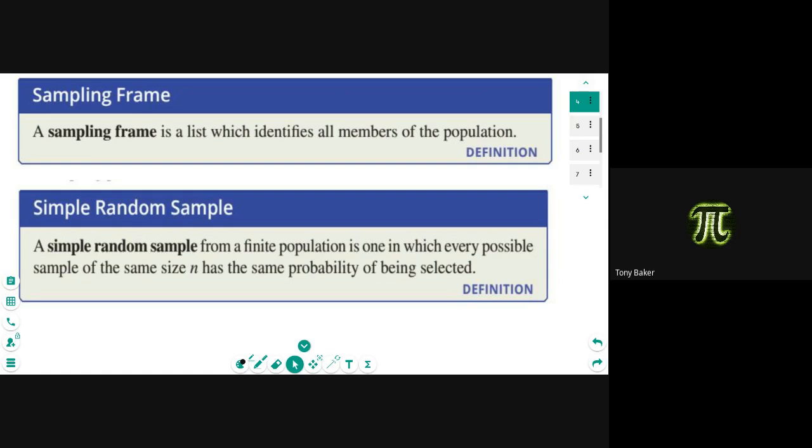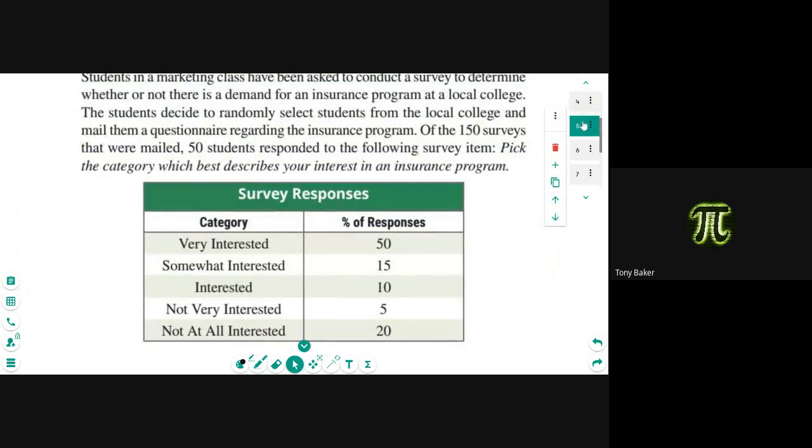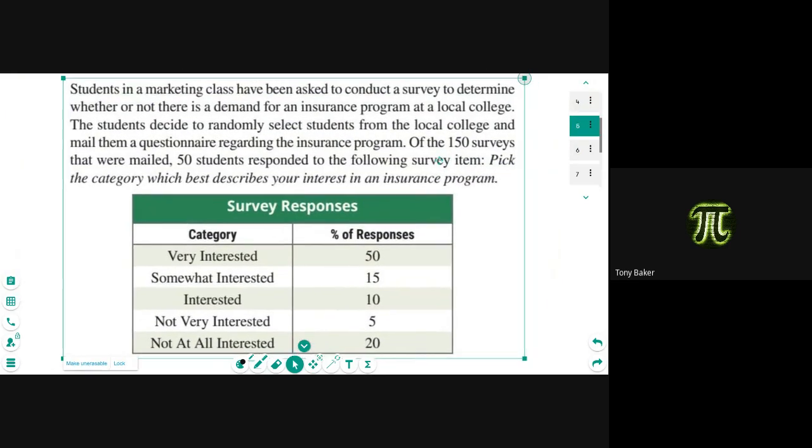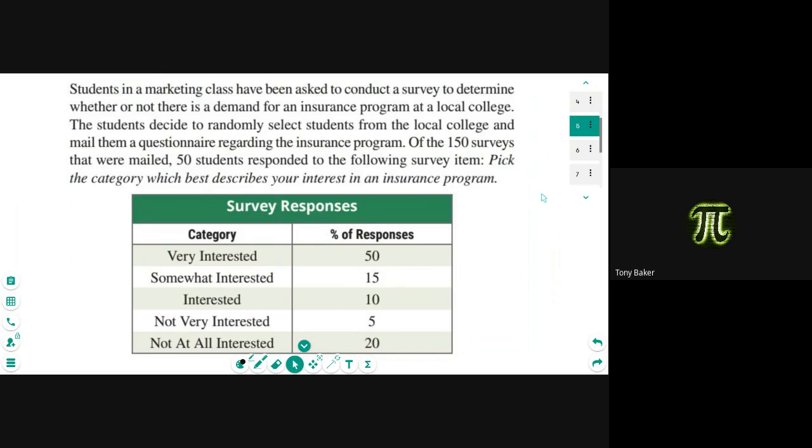All right. All right, read this problem.